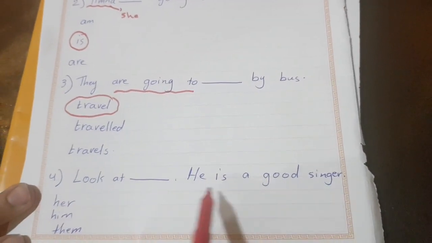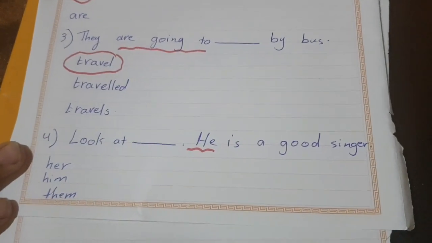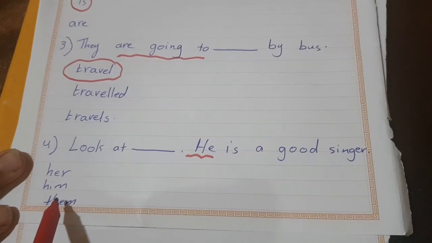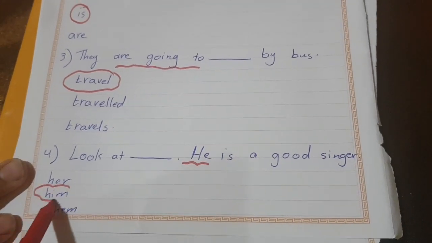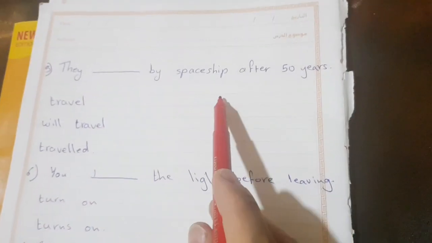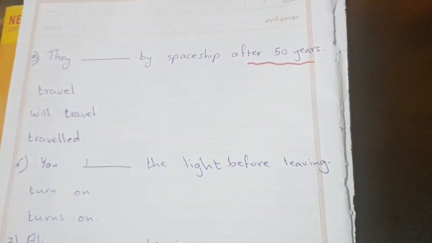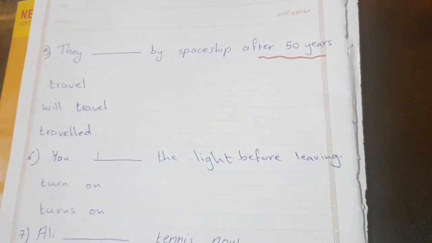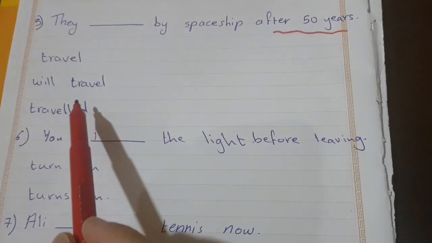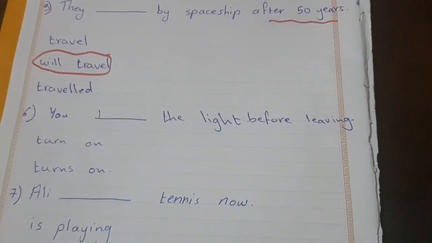Look at. He is a good singer. He. What is the objective pronoun for he? Her, him, them. It is him. Look at him. They buy spaceship after 50 years. After 50 years. What is the correct answer? It is a far future. Travel, will travel, traveled. It is will travel.